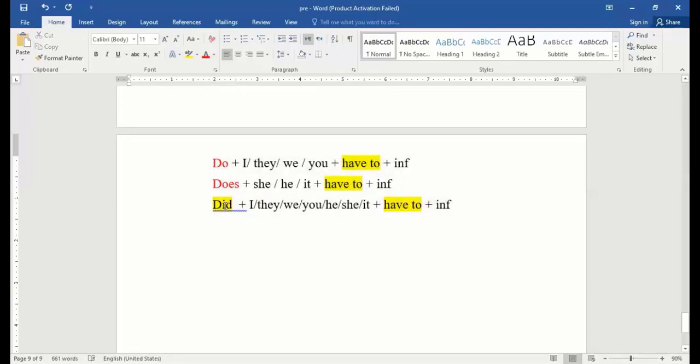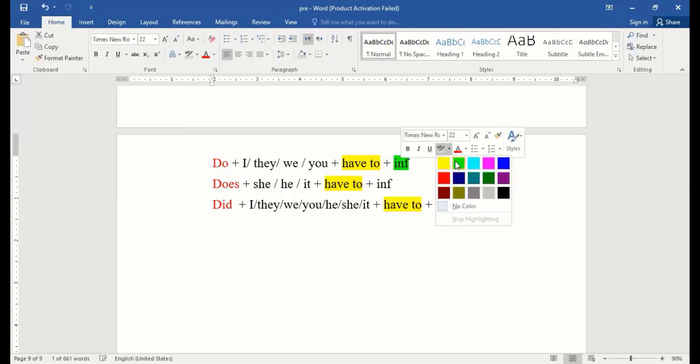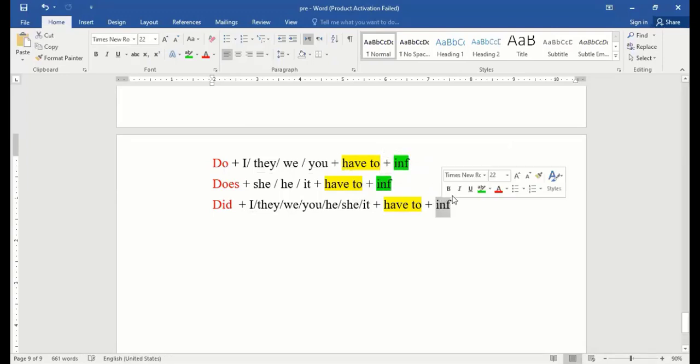So this is the order. We say, do I have to study? Do I have to go? Does she have to go? Did they have to go? After that we always have the infinitive. This is very important to remember, okay? Infinitive, always infinitive. Okay, guys? Any question?